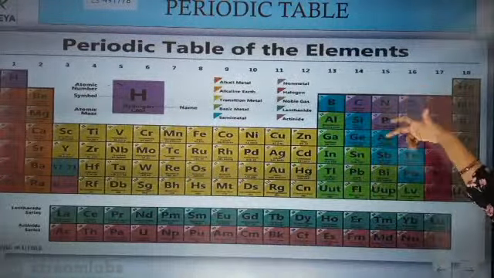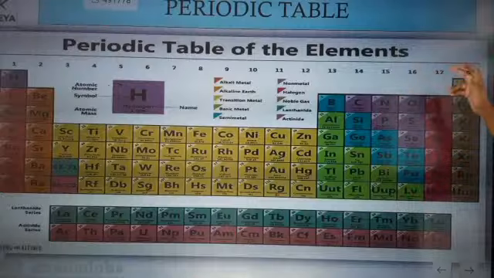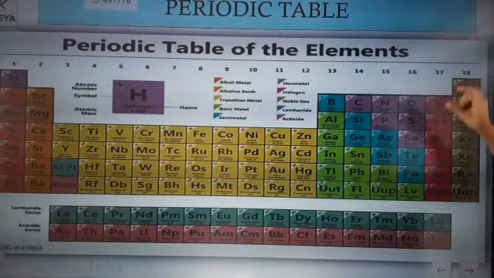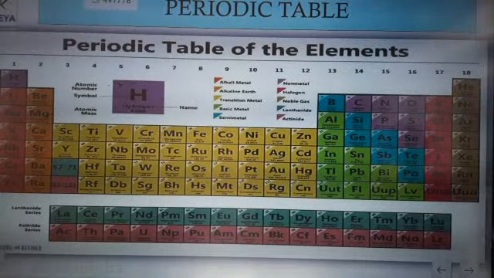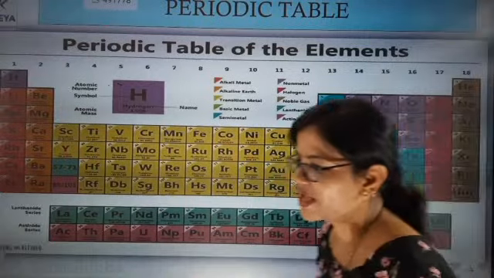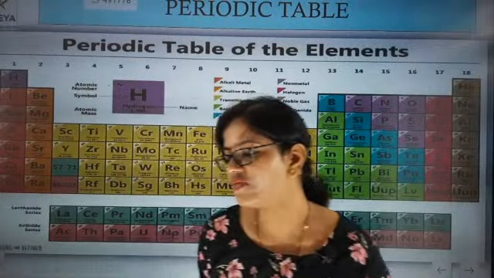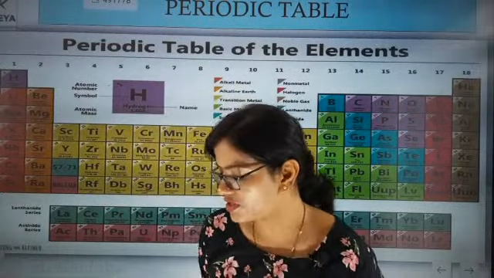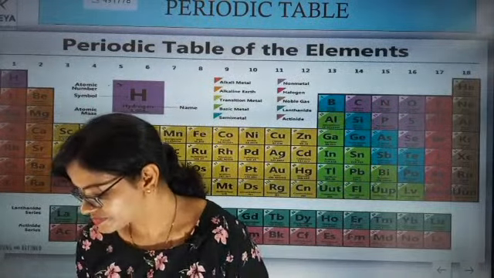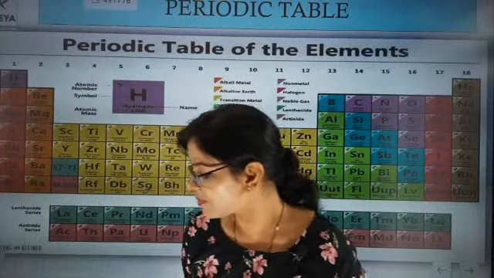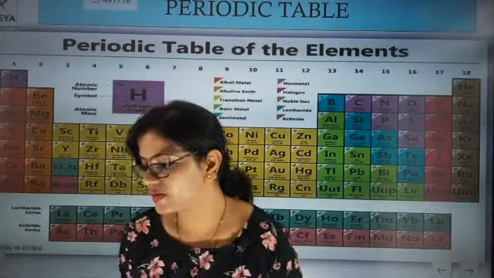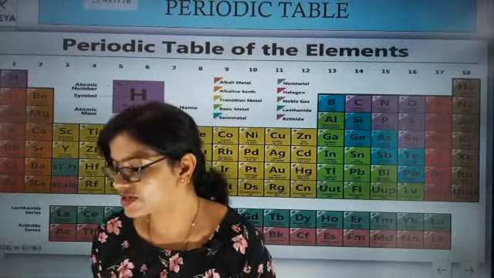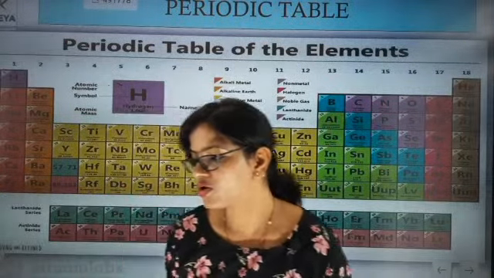This one is exactly called pnictogens, chalcogens, chalco, the oxygen part, and then halogens, and then noble gases. Halogens and noble gases. So now you are familiar with the names of the groups also. Are you familiar with the names of the groups also, beta? So what group names are there?